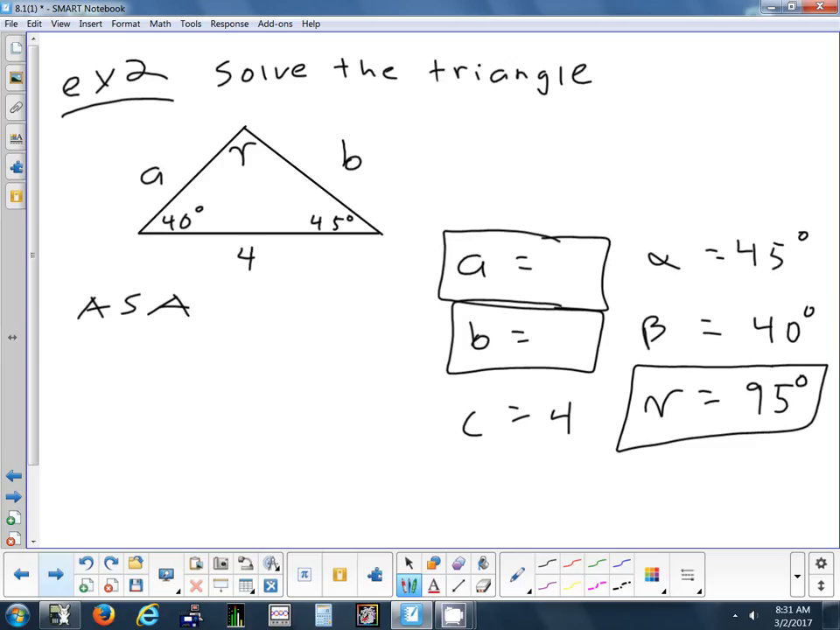Okay. And just like the last problem, it doesn't matter from this point what you find next. You've got to do gamma first, but then you could find A or you could find B. So Andrew, which one do you want to do next, A or B? A.